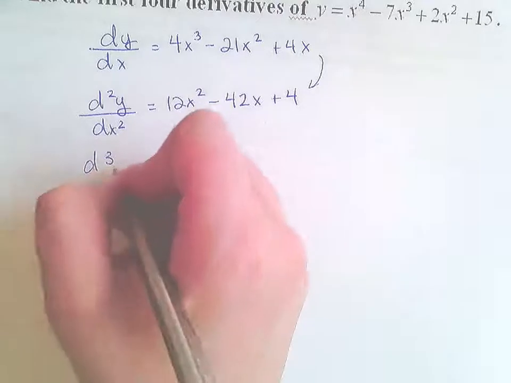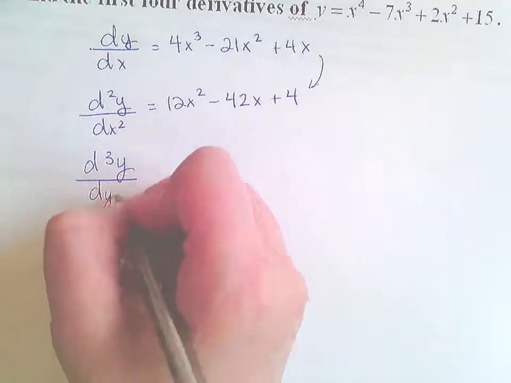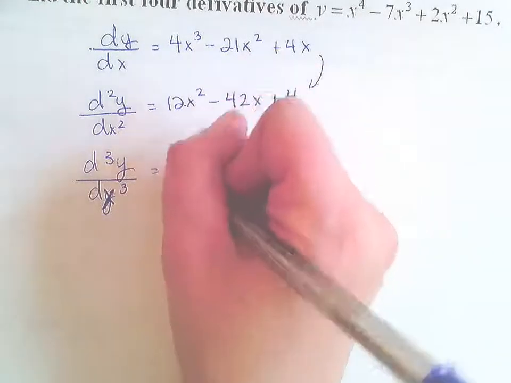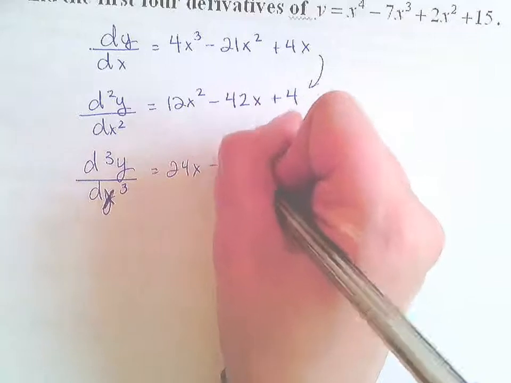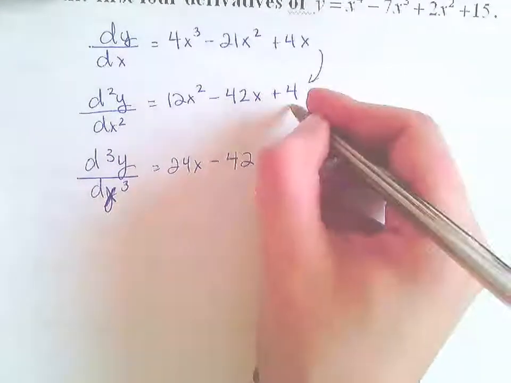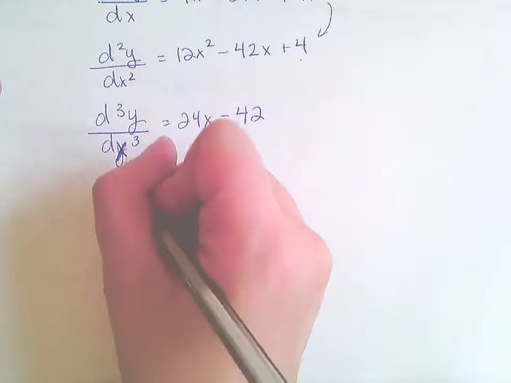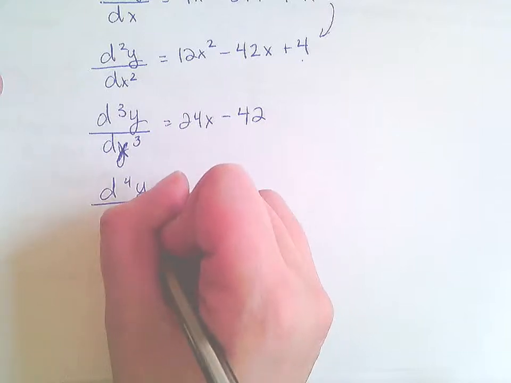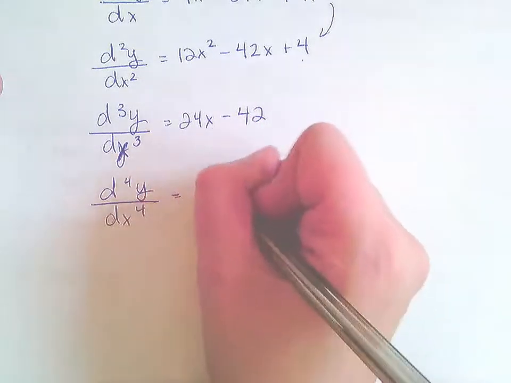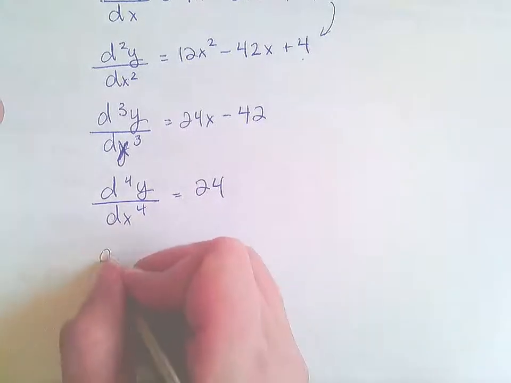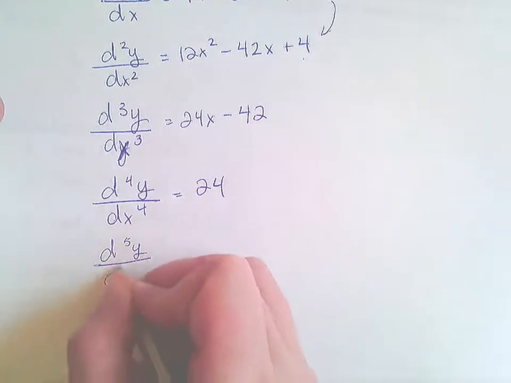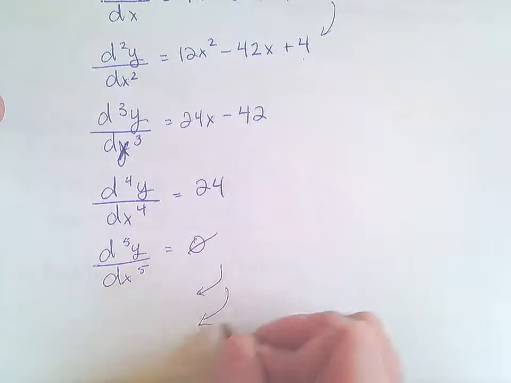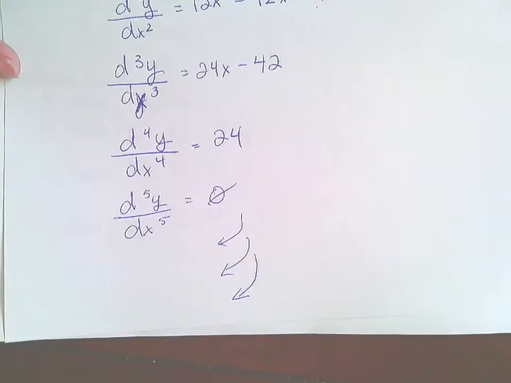The third derivative is 24x minus 42. And remember, that is 0. And then the fourth derivative is just 24. And if we kept this going, the fifth derivative is 0. And then every derivative after that is also going to be 0.